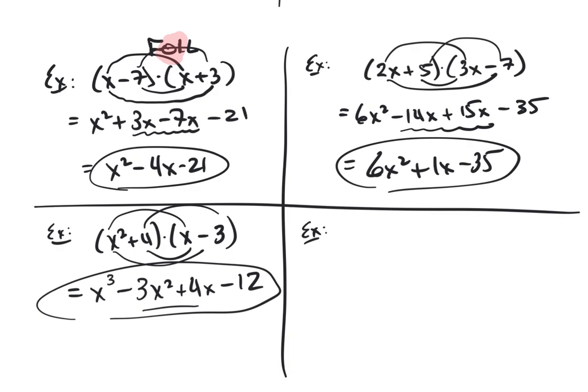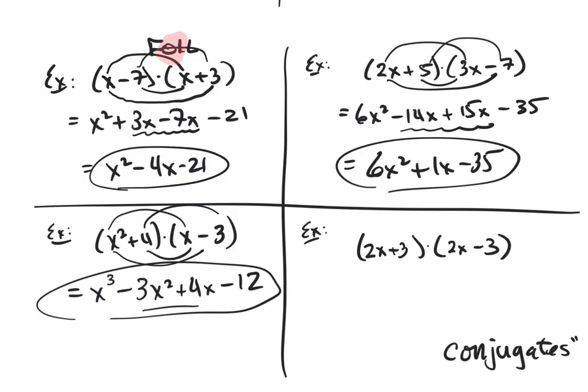Okay, and one last example of a FOIL. And it's just a reminder that sometimes we have special binomials that we multiply together, like 2x plus 3 and 2x minus 3. When the binomials look the same, except one has a plus in the middle, one has a minus in the middle, we give a special name to these. These kind of binomials are called conjugates.